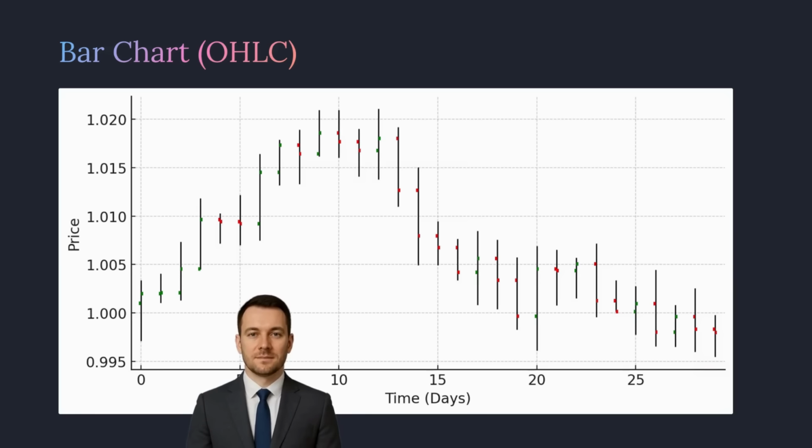Bar chart example, OHLC. Each bar shows the open (left notch), close (right notch), high (top), and low (bottom) for that period. Green bars indicate a period where price closed higher than it opened, while red bars indicate the opposite. Bars with longer lines denote higher volatility in that period, a larger range between high and low. Bar charts allow you to gauge both price direction and volatility at a glance.